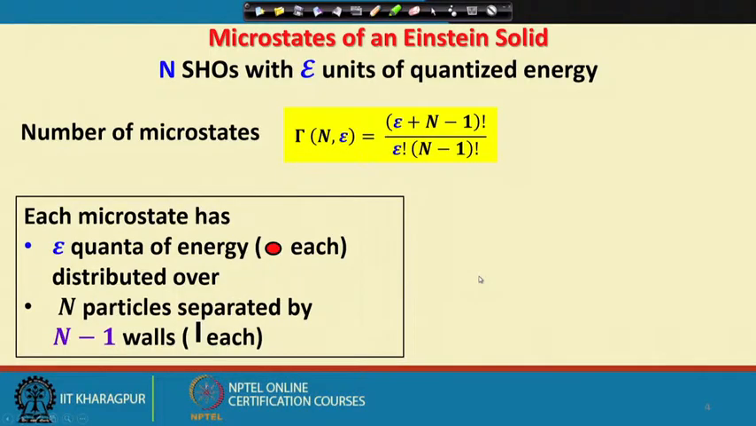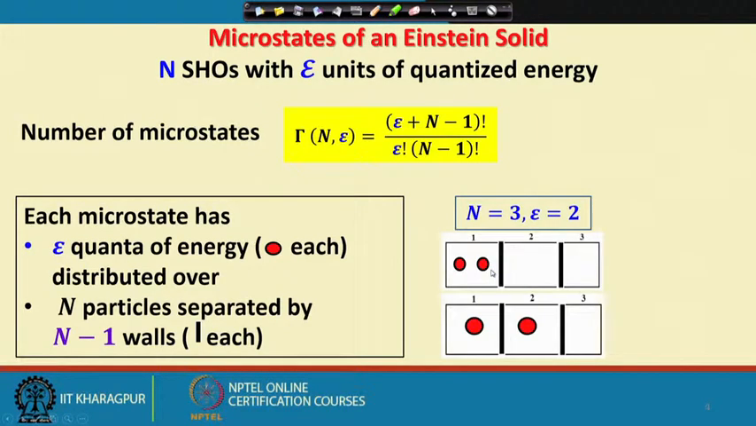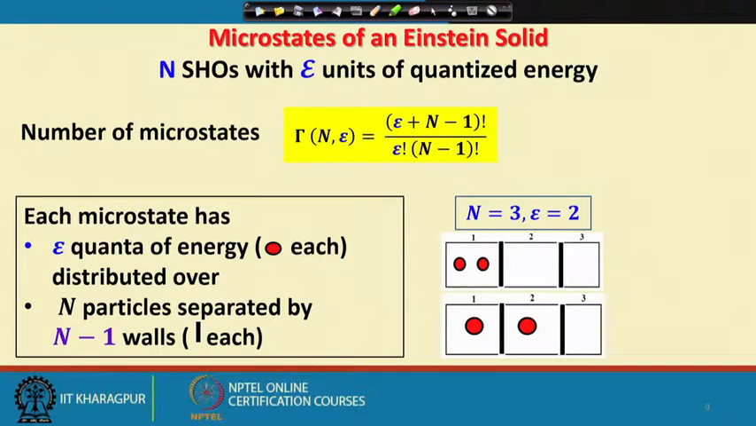So, if I look at the corresponding example of N equal to 3 and epsilon equal to 2, what I find is these are some of the typical microscopic states where I have been playing around with a total of 3 plus 2 minus 1, that is 4 symbols, in this case 2 red pellets and 2 black walls.